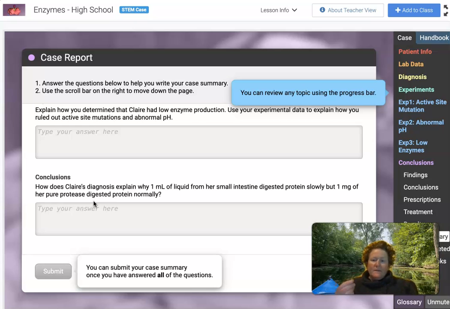The data that said her protease was working fine gave us the information we needed to know that she just didn't have enough protease. It was a dilute solution of protease in the liquid from her small intestine.